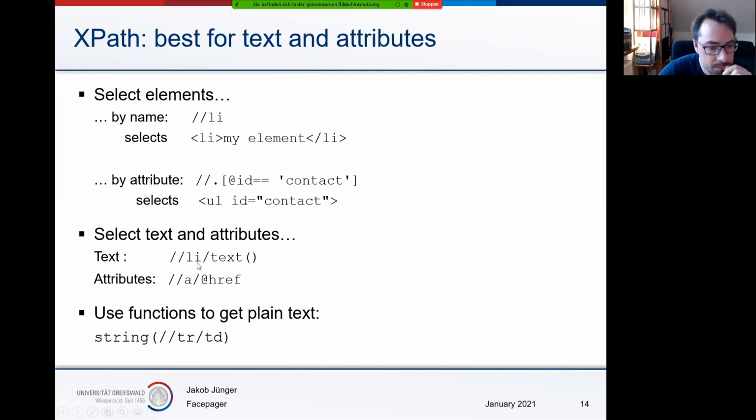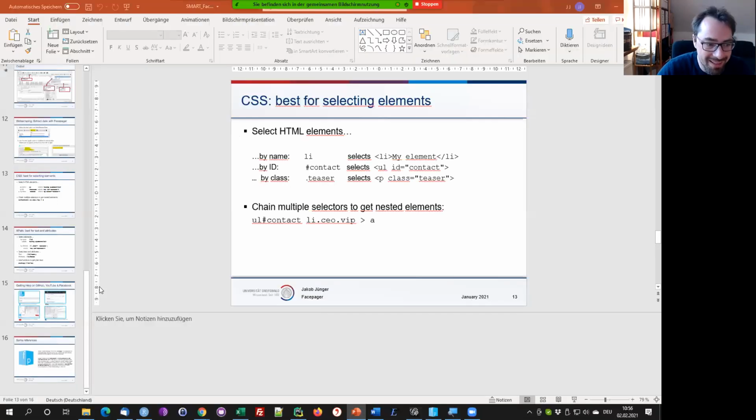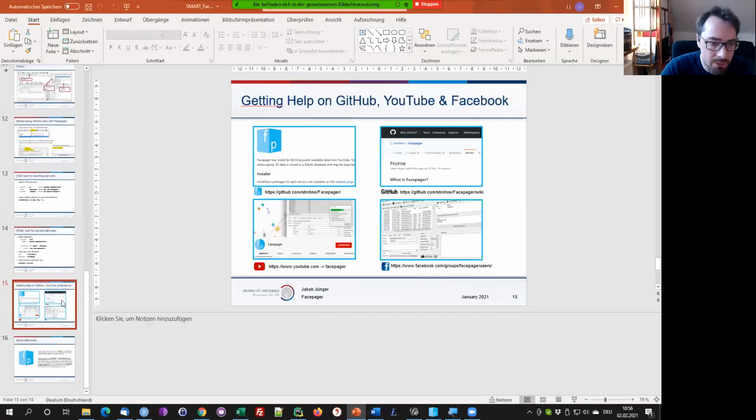And then you can say, okay, give me in the next step, for example, the href attribute here to get the links. You have some options to get to the text inside of these. For example, if you want only text inside of one element, you can use this /text, or to convert everything in the selected element to text, you use the string function. That's XPath.